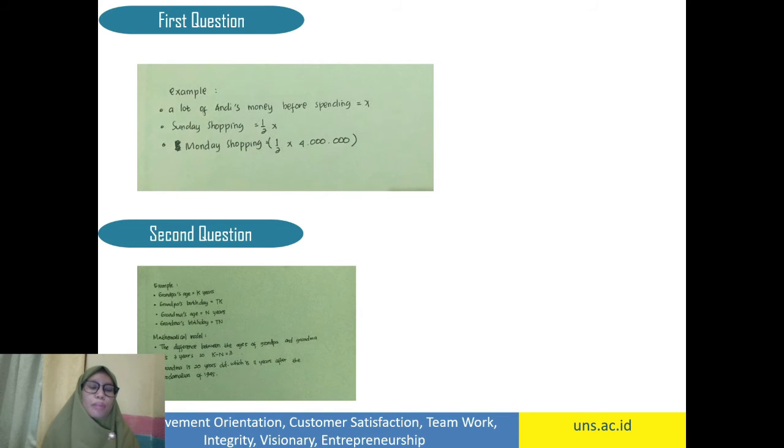Answer to the first question. Example: let Andi's money before spending equal X. Sunday shopping equals 1/2X. Monday shopping equals 1/2X minus 400. Second question. Example: grandpa's age equals k years, grandpa's birth year equals tk, grandmother's age equals n years, grandmother's birth year equals tn. Mathematical model: the difference between the age of grandpa and grandma is 3 years, so k minus n equals 3. Grandmother is 20 years old, which is 11 years after the proclamation of 1945.